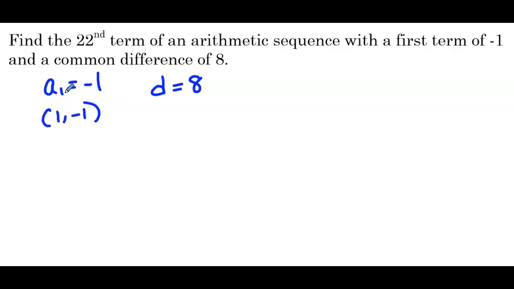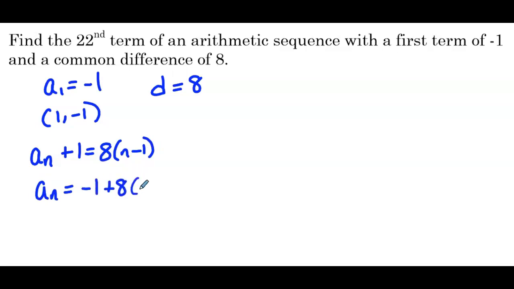And we can create an explicit formula. So a sub n plus 1 equals 8 times (n minus 1). So a sub n equals -1 plus 8 times (n minus 1). Now they're asking us to find the 22nd term, so n equals 22.